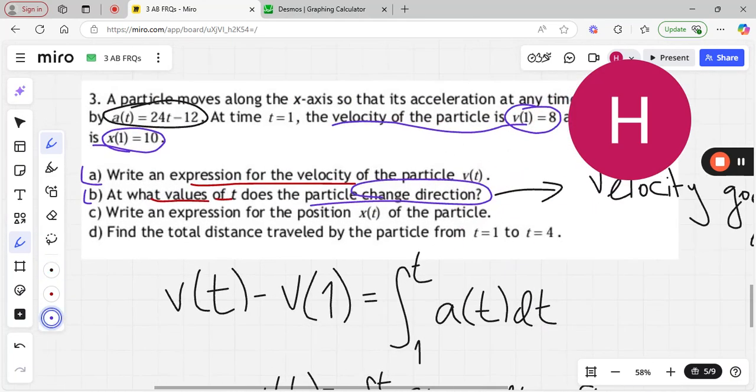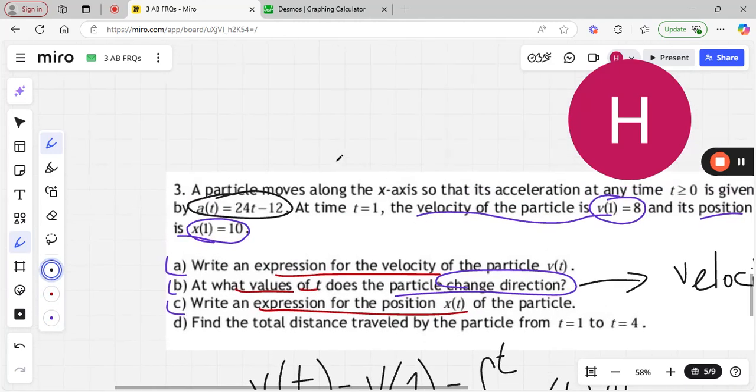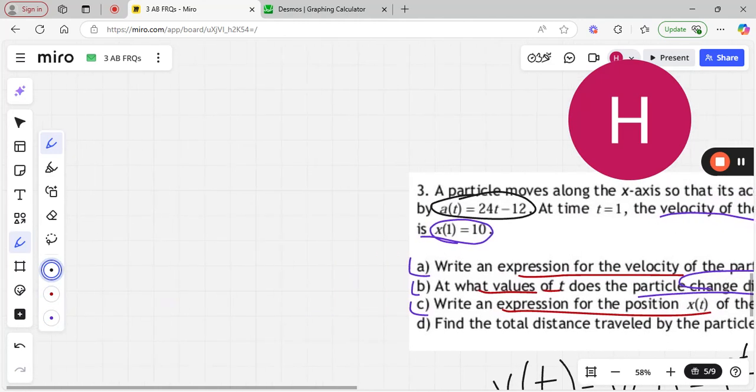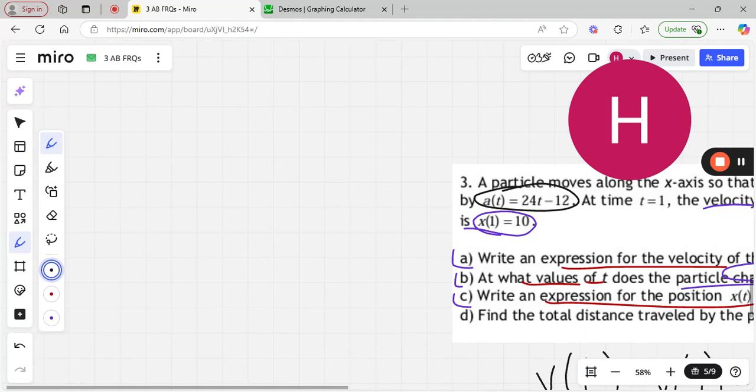Part C. Part C says to write an expression for the position, so we're going to simulate the exact process that we did for part A, except now that we know what v(t) is, we're going to say that x(t) minus x(1).